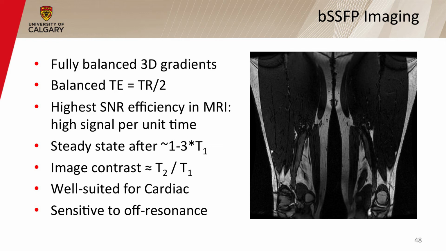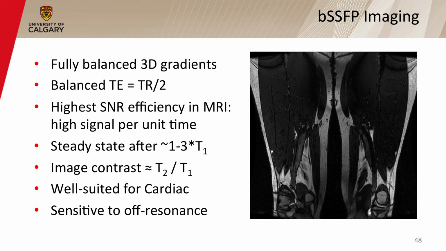Balanced steady state free precession is actually the highest SNR efficiency MR pulse sequence. And what that means is that you're getting the maximum amount of signal in the shortest amount of time. Because we're always rephasing the magnetization, we're not losing any, we're not spoiling it. And so what that means is it's available the next time we apply that next alpha pulse, which is going to maximize the amount of signal that we have.